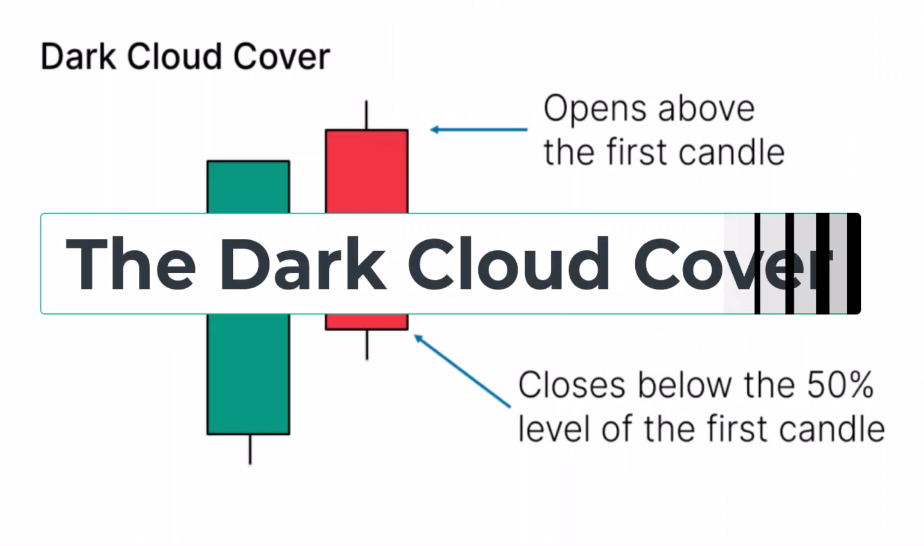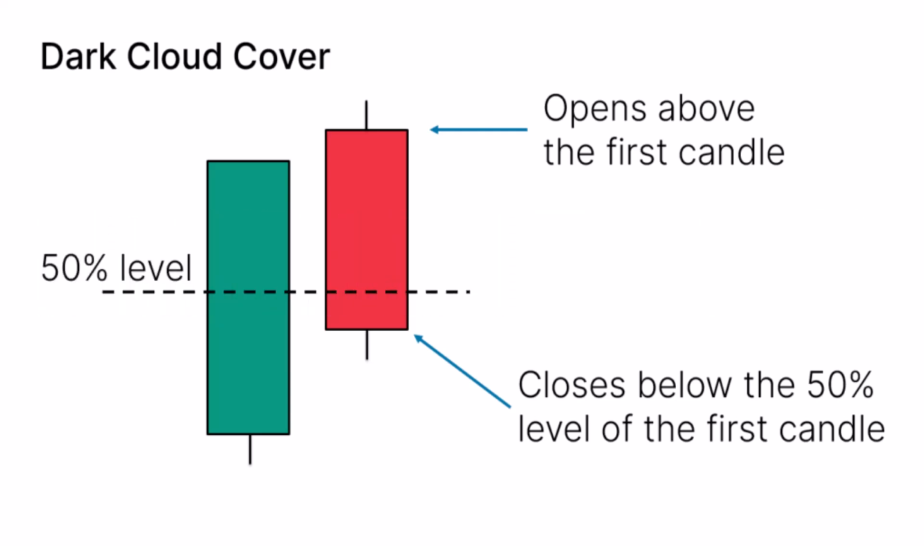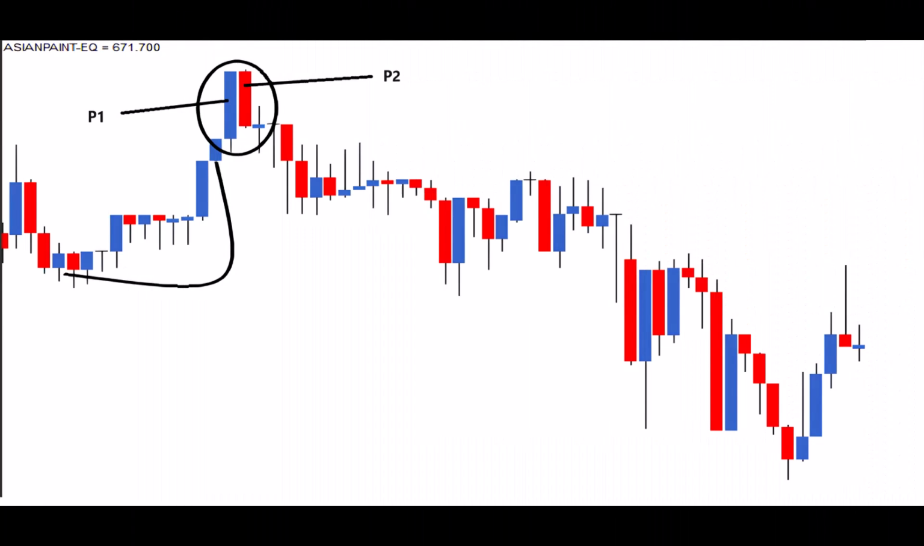The dark cloud cover closely resembles the bearish engulfing pattern with a slight difference. While the red candle on P2 engulfs P1's blue candle in a bearish engulfing pattern, the dark cloud cover entails the red candle on P2 engulfing approximately 50 to 100% of P1's blue candle. The trade setup aligns with that of the bearish engulfing pattern. Conceptualize the dark cloud cover as the inverse of a piercing pattern.